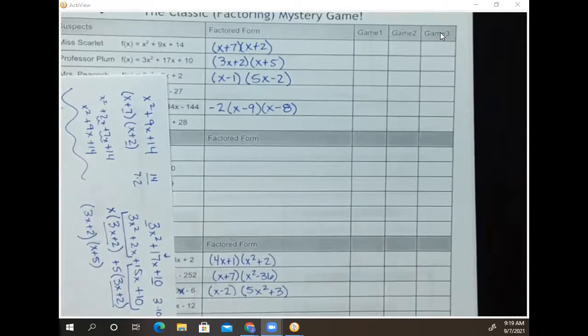Okay. So the next thing we're going to do is outside. We've got some more practice. We're going to do factoring. So I will get you guys the materials you need, and we will get started with our next activity.